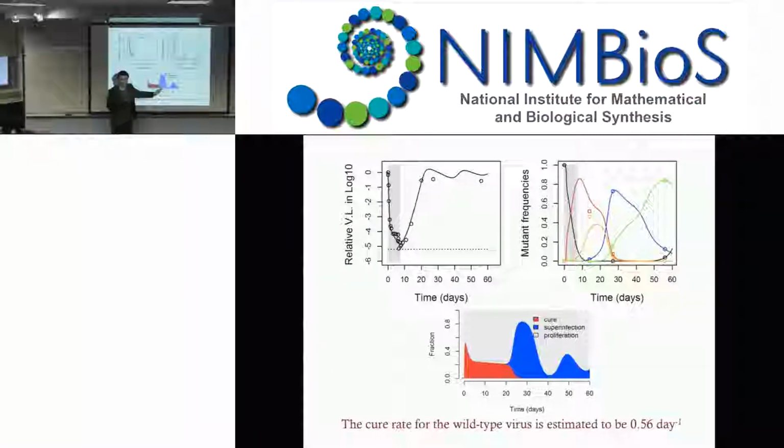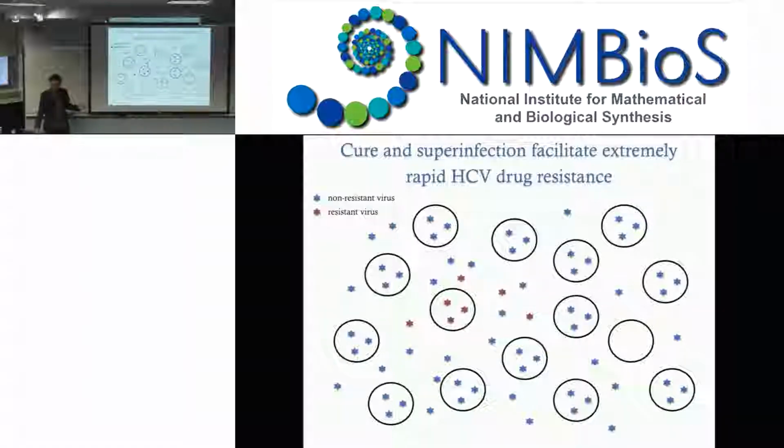Then when the drug is washed away, superinfection becomes important in terms of contributing to the replication space. Without superinfection, you wouldn't expect this rapid turnover of different resistant mutants. And we can estimate how quickly wild type viruses got cells infected by the rate of cure of cells infected by the wild type viruses, which has been estimated to be 0.56 per day, much higher than the death rate of infected cells. So we think the cure of infected cells is a major driver of this replication space for resistant mutants.